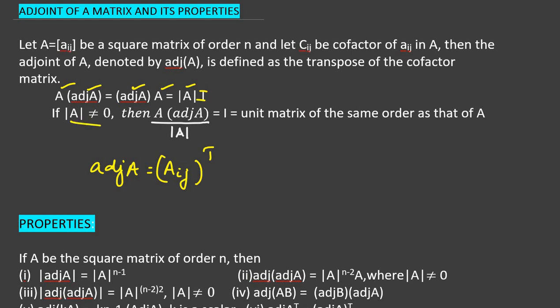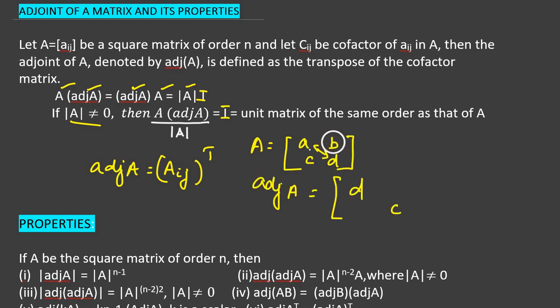If determinant of A is not equal to 0, then we can write it as A into adj of A by determinant of A is equal to I, where I is a unit matrix of the same order as A. For example, here there is a shortcut. If the matrix has diagonal elements, then the elements will be equal to minus B and minus C. This is adj of A.